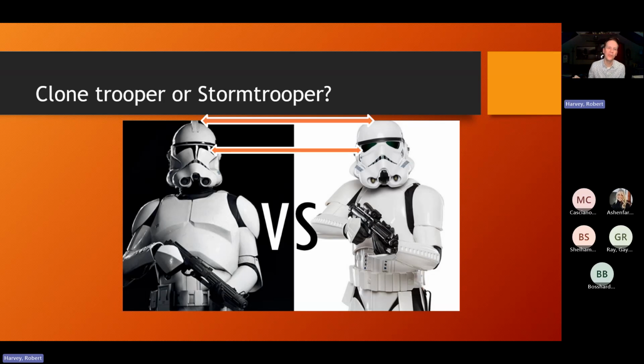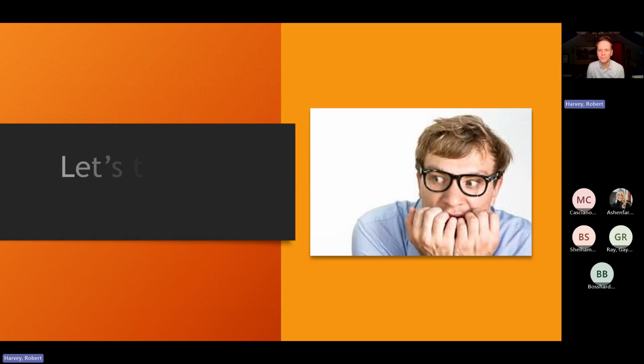Now that you know that clone troopers have a fin or a mohawk and stormtroopers don't, and clone troopers have a T visor, okay, so you see how it's like across and then down, and a stormtrooper never does. Now you can always determine the difference between which one is a clone trooper and which one is a stormtrooper.